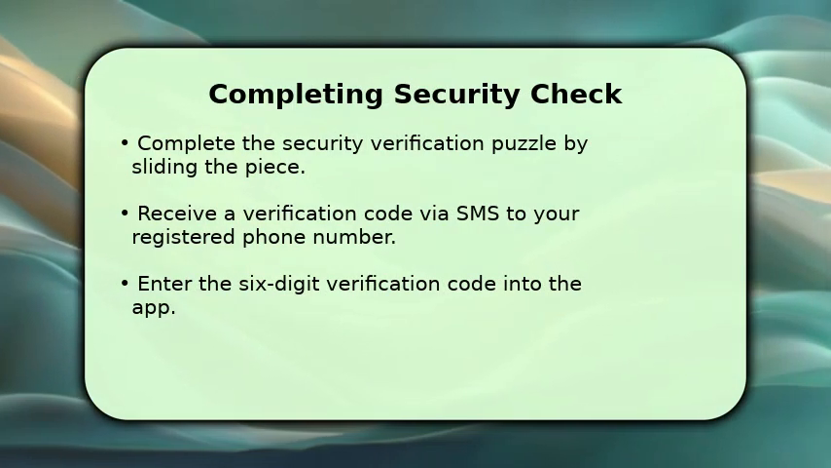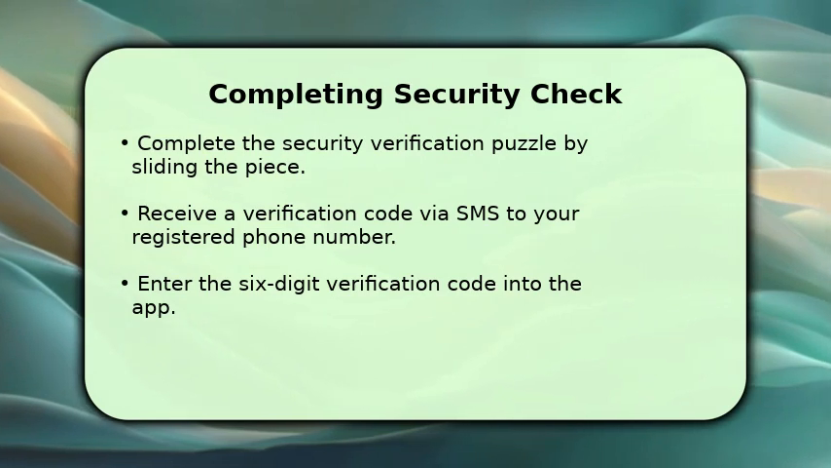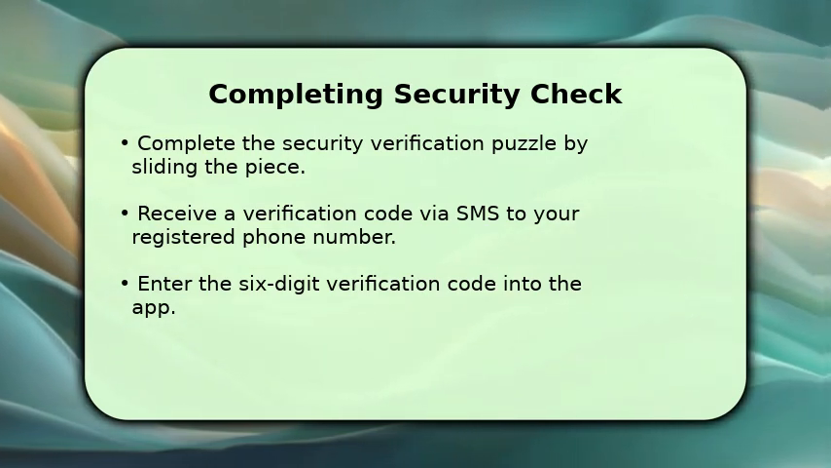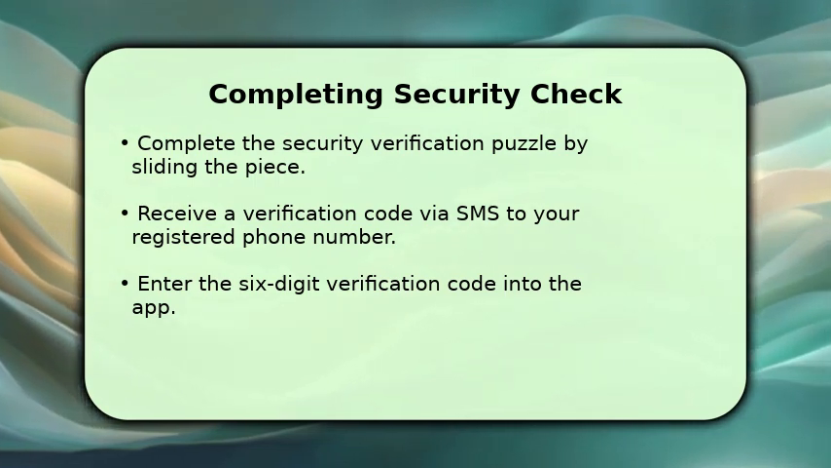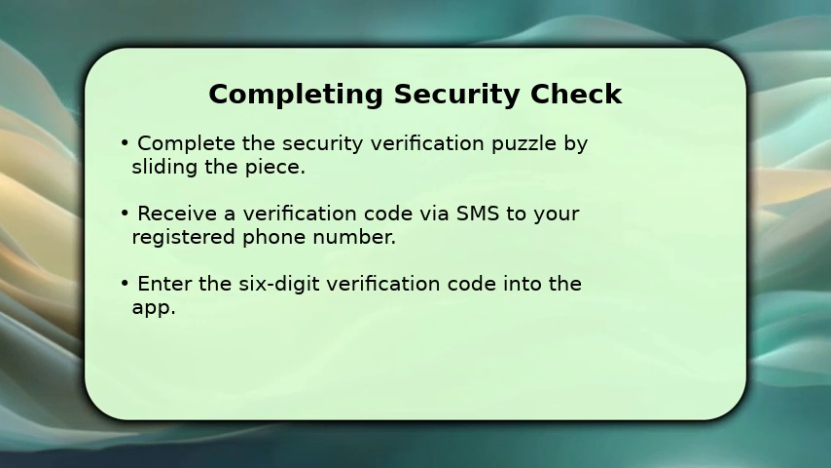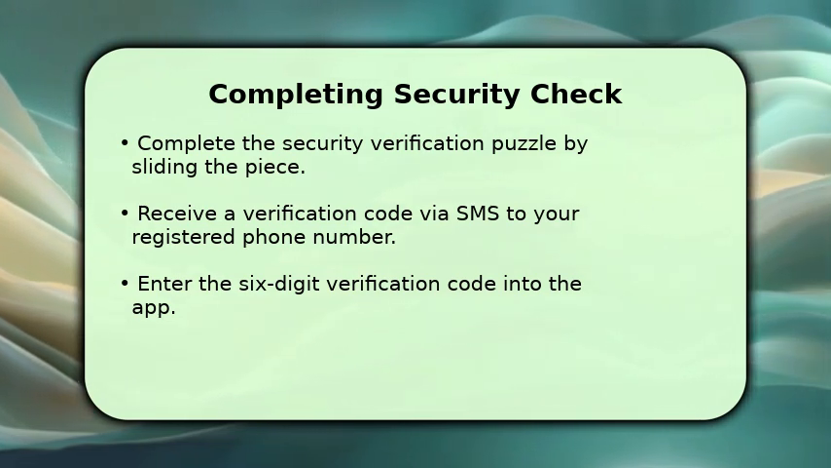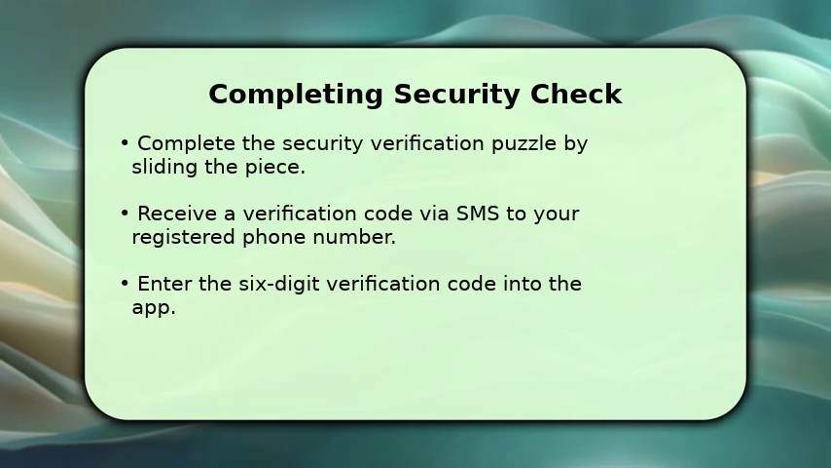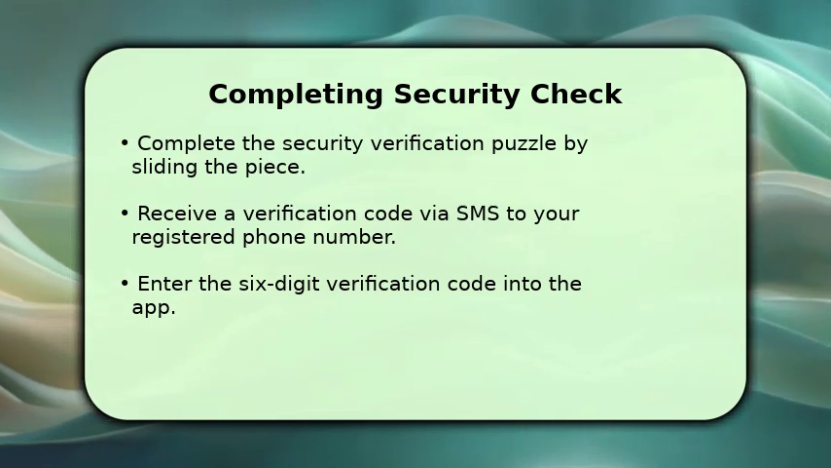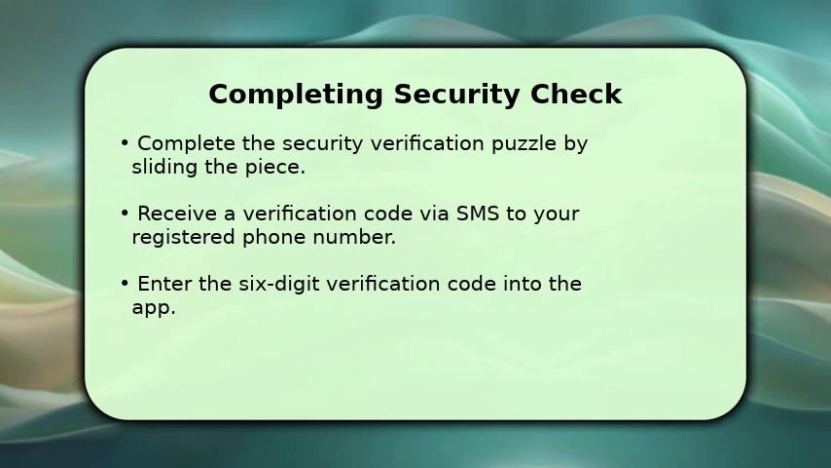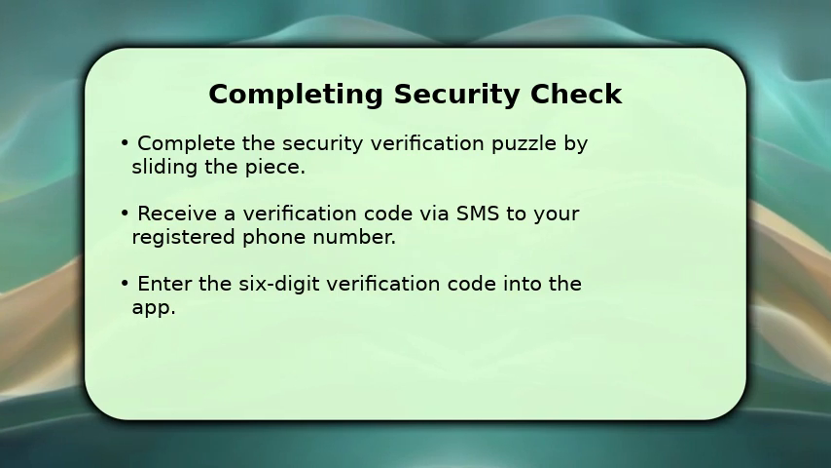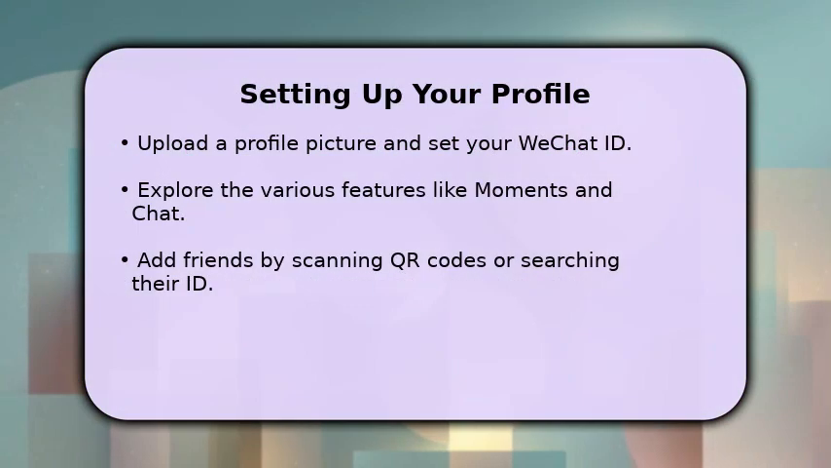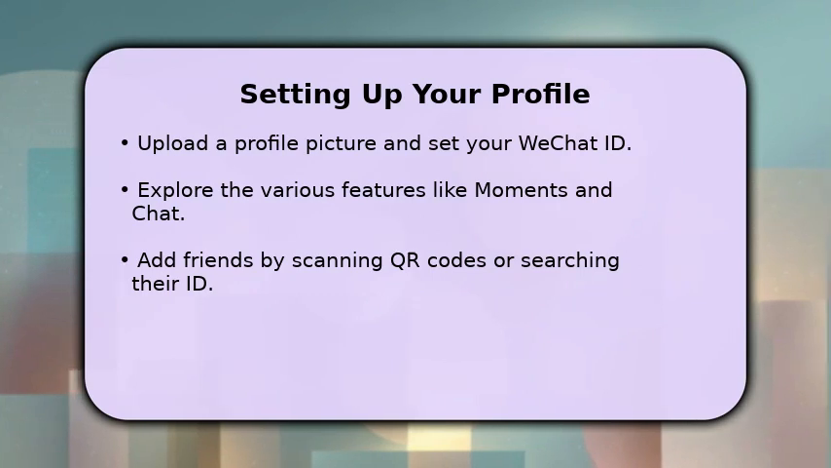Now, it's time for security verification. You'll likely encounter a puzzle. Simply slide the piece to complete it. WeChat will then send a verification code via SMS to your registered mobile number. Enter this 6-digit code into the app to confirm your identity. In some cases, especially for new users, you might need an existing WeChat friend to assist with a quick account verification process. Finally, you're ready to set up your profile and explore.